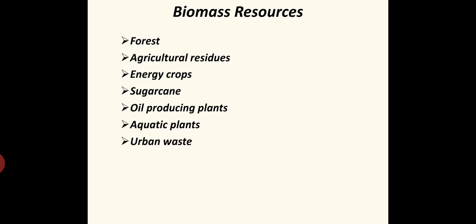Okay, now coming to the various resources of biomass, we know the forest is the biggest resource for the biomass. Then comes the agricultural residues. The waste available after the agricultural products is known as agricultural residues. Energy crops: sometimes plants are treated for the energy purpose alone, that is what is known as energy crops. Then sugar cane, most of the liquid energy is produced from the sugar cane. By chemical conversions we will be producing the energy. Oil producing plants, aquatic plants, urban waste, everything are examples for biomass, or simply these are all the resources for biomass.